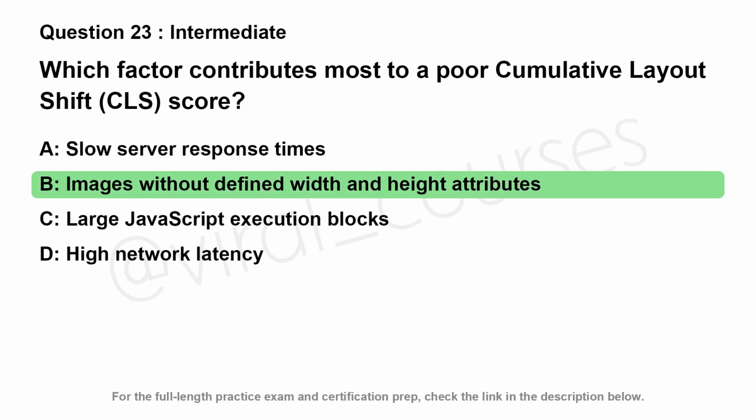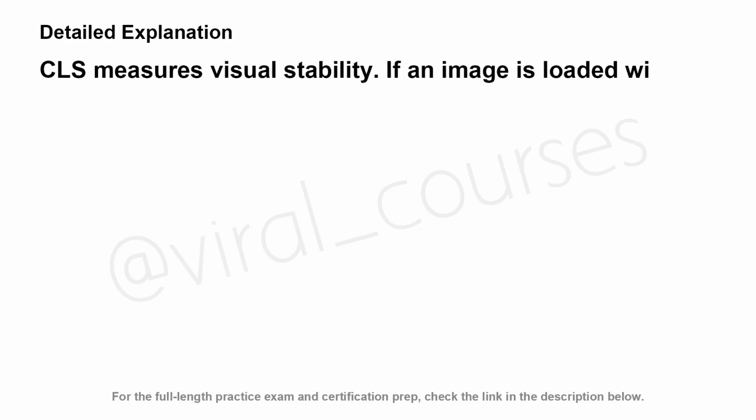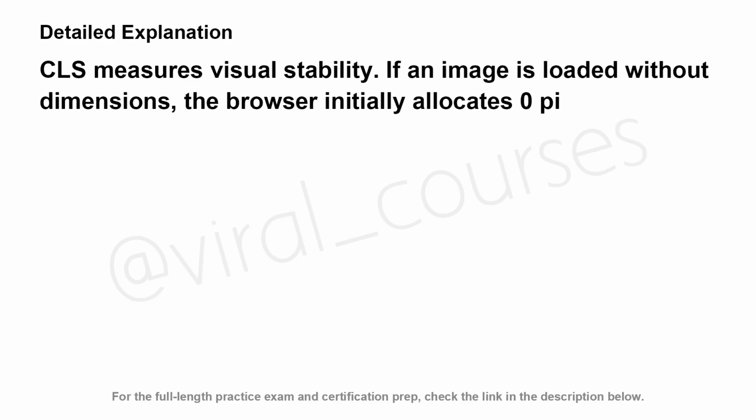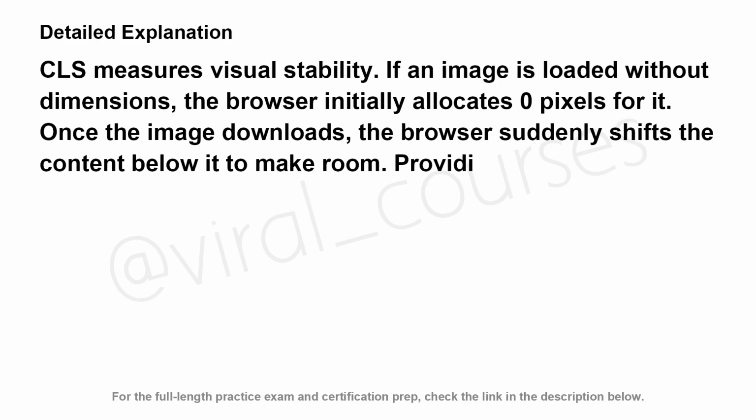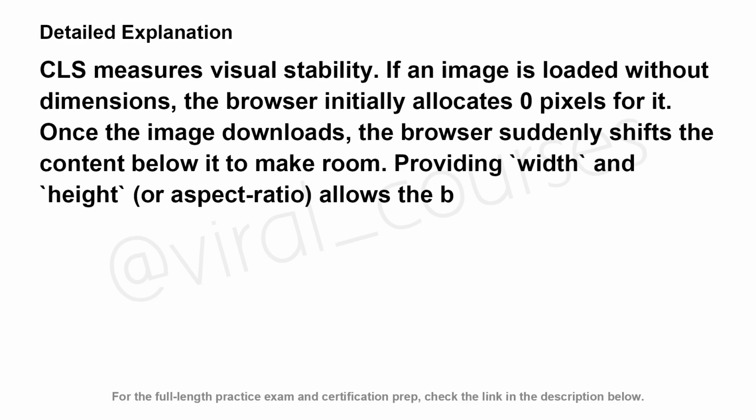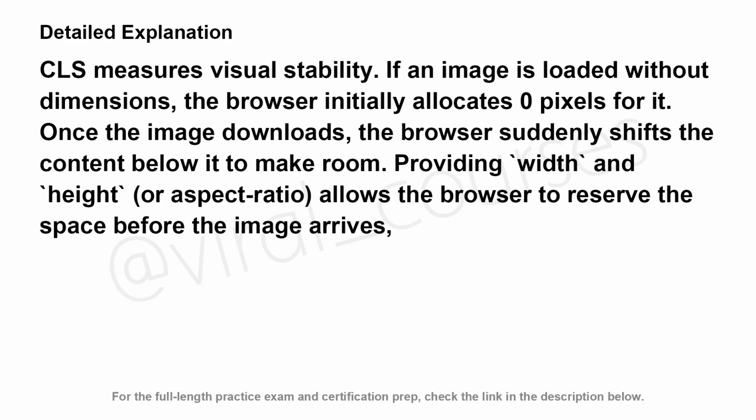The correct answer is B. CLS measures visual stability. If an image is loaded without dimensions, the browser initially allocates 0 pixels for it. Once the image downloads, the browser suddenly shifts the content below it to make room. Providing "width" and "height" or aspect ratio allows the browser to reserve the space before the image arrives, preventing the shift.